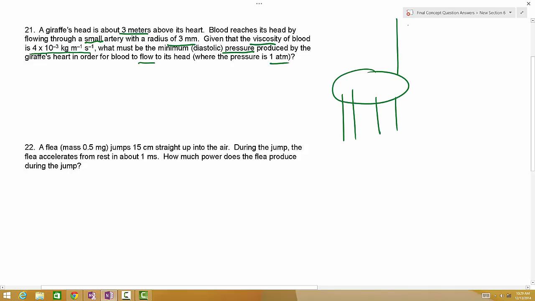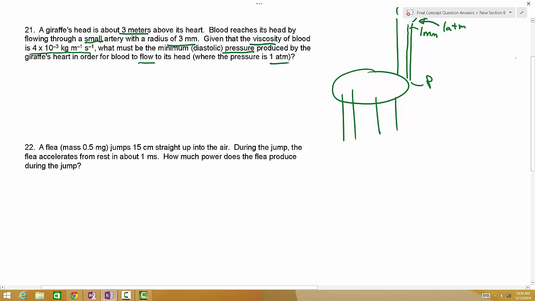It's got a long neck here. It's got a head up there somewhere. We know up here the pressure is 1 atmosphere. We have a very narrow artery here, that's 1 millimeter radius, and we're trying to figure out what the pressure is down here. So how would you do this?